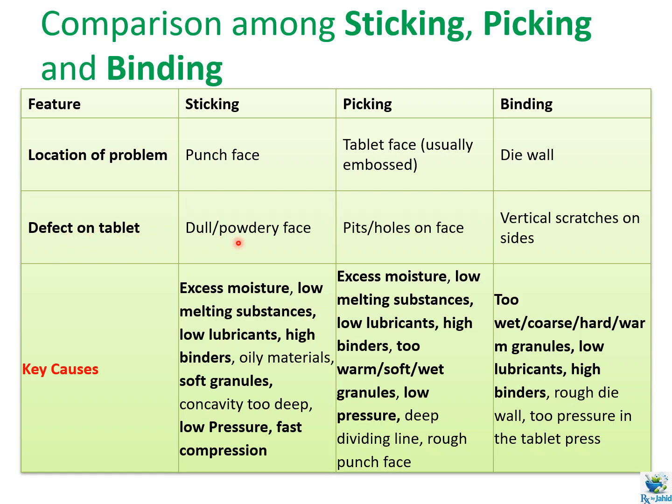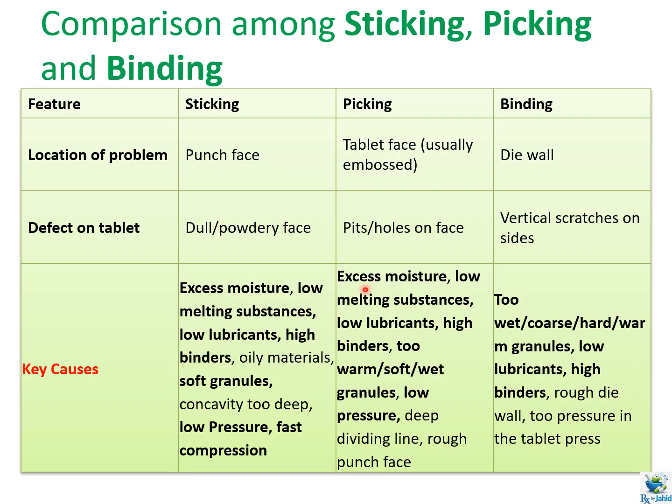Okay. So defects on tablet, how tablet appearance looks like. It becomes dull and powdery face. In case of picking, holes or pits on the face appear. Or in case of binding, vertical scratches on the sides. So the key causes: already I have bolded those common causes which are similar for all of these. For example, in every case we can find common causes like excess moisture, low melting substance, low lubricants, high binder, soft granules, low pressure, fast compression, concavity too deep.